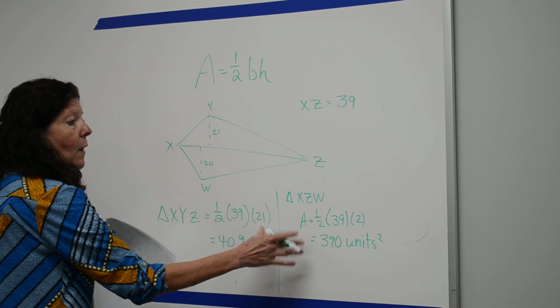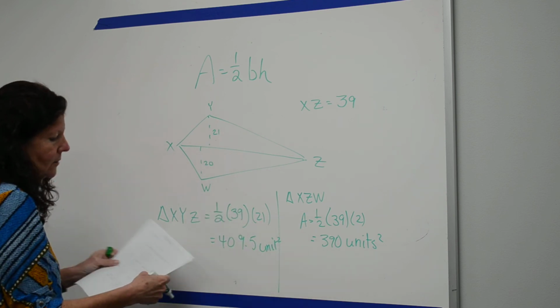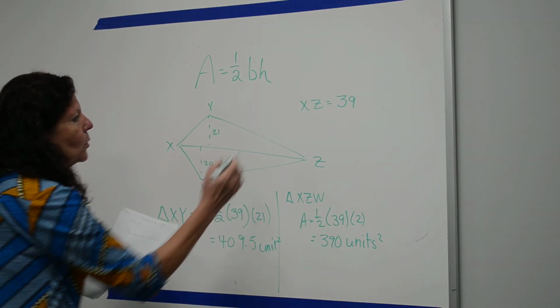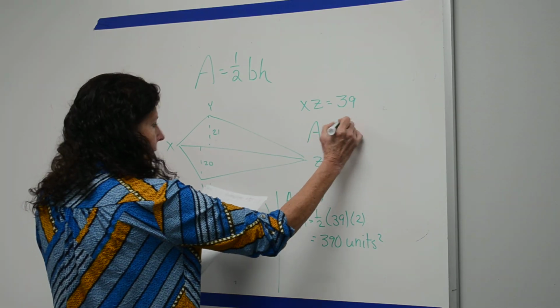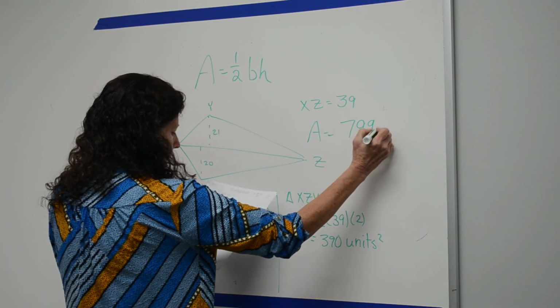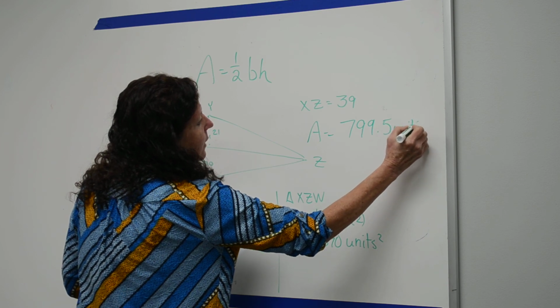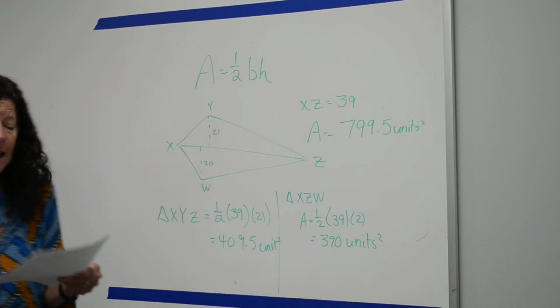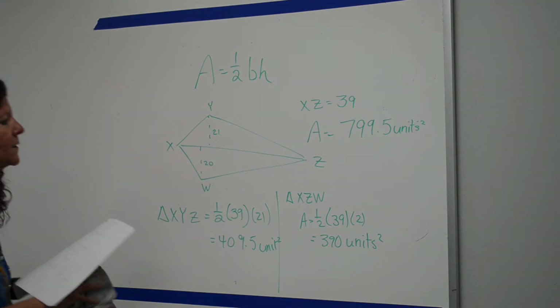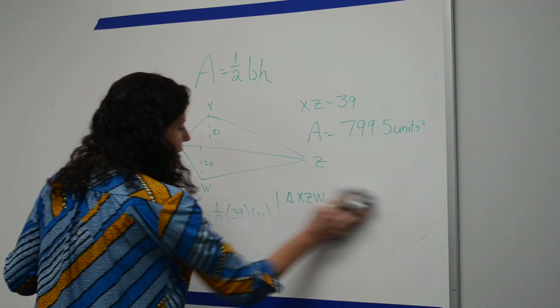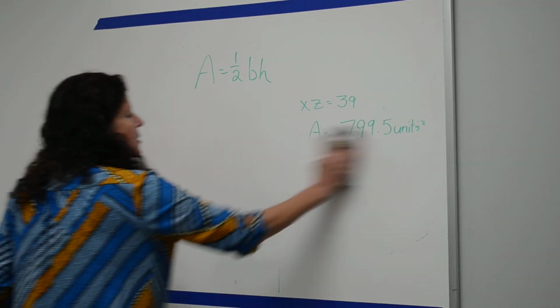Okay, and what you'll have to do then is add these two together, so you would get a total area of this whole thing of 799.5 units squared. So you're going to have to break it into its individual parts to be able to do this. All right, now I want you to try one.